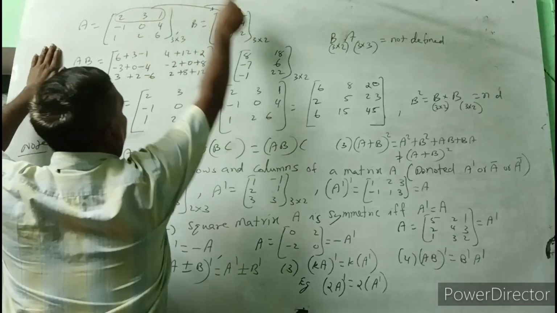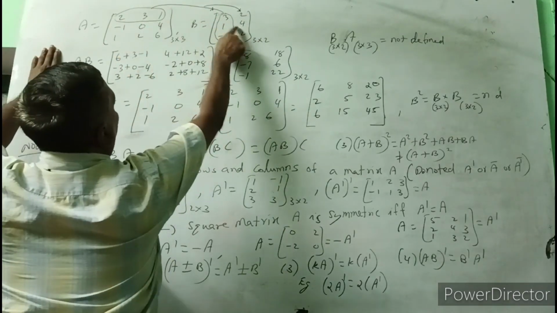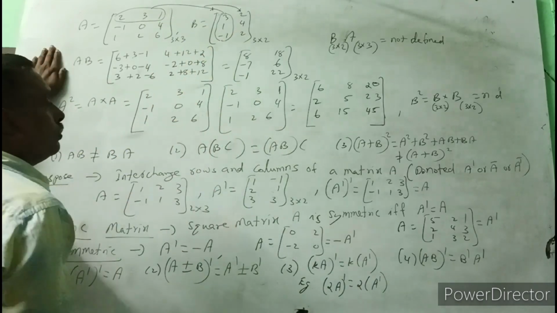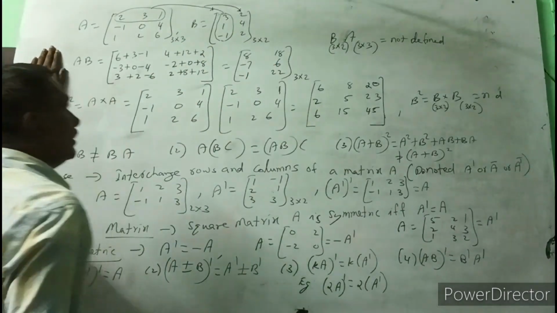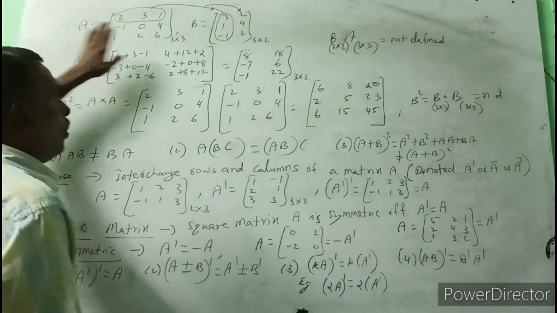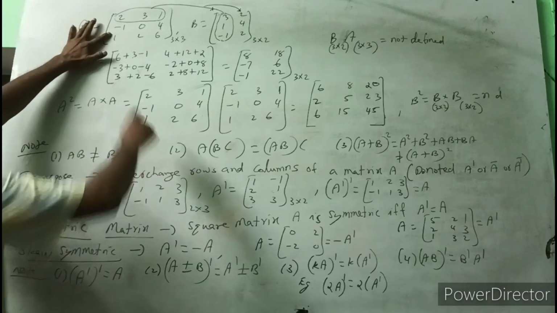Similarly, same row multiplied with the next column. 2 into 2 is 4, 3 into 4 is 12, 1 into 2 is 2. Total you will get 18. Now if again a column is there, multiply and continue here. So the column is completed. Now take the second row and do the same procedure.